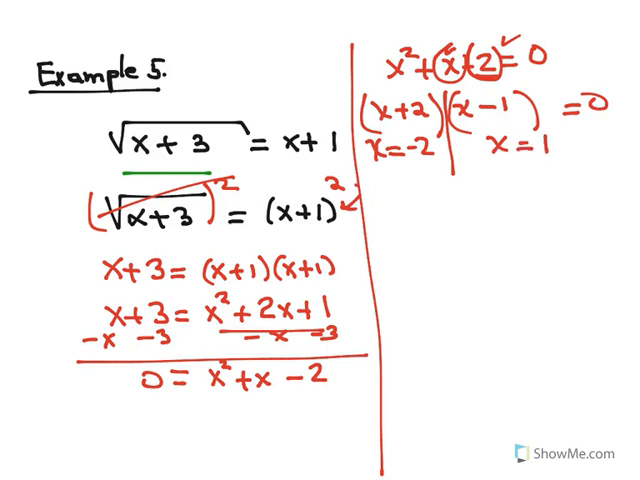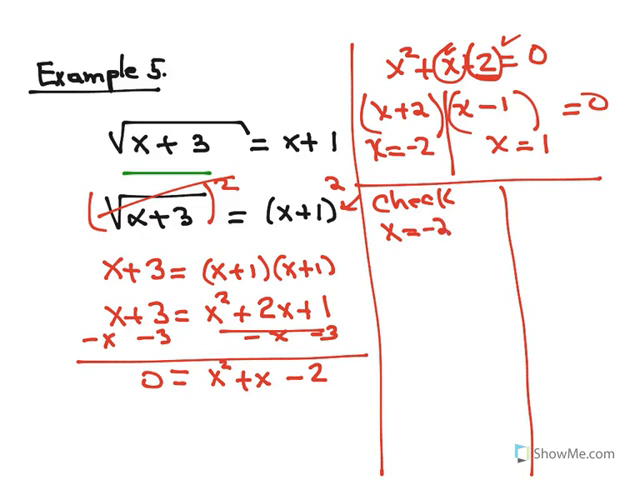Yes? Okay, so let me check my answers. So I'm going to check the first answer, x equals -2, and I'm going to see if it's satisfied. So the square root of x plus 3 has to equal x plus 1. And what I'm going to do is substitute -2 in both expressions.